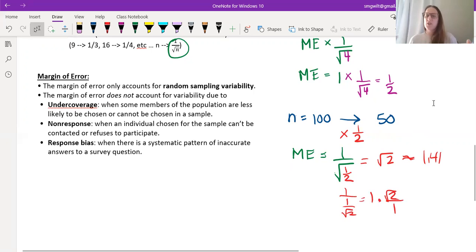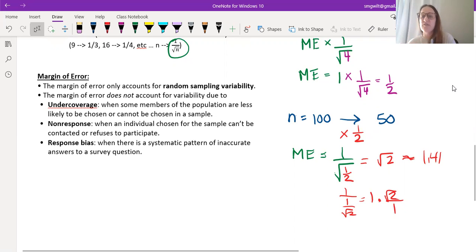But it's not doubling. So it's increasing my margin of error, but in the questions, it's going to use vague terminology because it doesn't expect you to calculate this. It wants you to understand that if I'm increasing my sample size, my margin of error is going to decrease. If I'm doing it by 4 or 9 or 16, some perfect square, it's going to cut my margin of error by 1 over the square root of that number. If I'm decreasing my sample size by a factor, it's going to increase my margin of error.